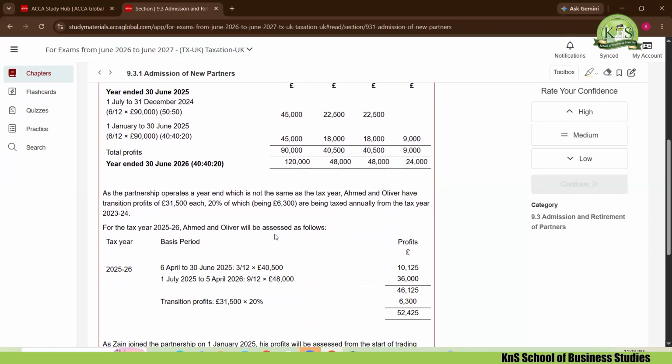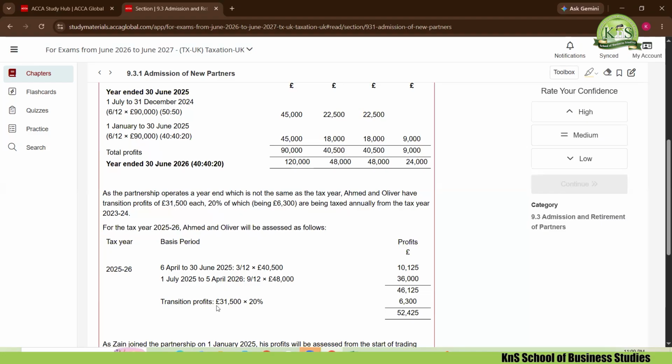And by the way, one more thing here, like how the tax will be assessed, because we are doing it according to the financial year. So here, your fiscal year starts from 6th April. When the new partner came in on 1st July, it means for 3 months you will be assessed on your profits, like how you will be taxed. So 40,500 and you will do it for 3 tax months. So this is it like this. Then remaining 9 months. Okay. So total, then you will have it like that.